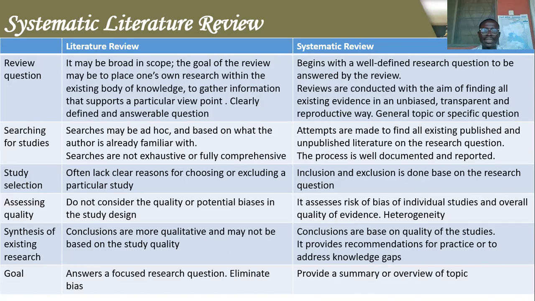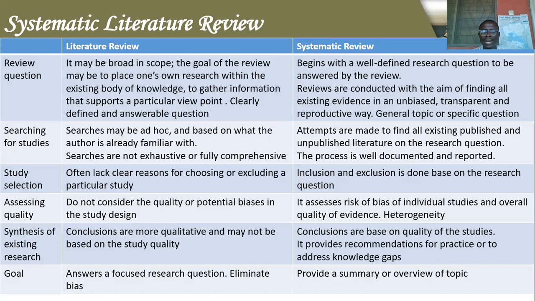Then, with the study selection, he said that often it lacks a clear reason for choosing or excluding a particular study. As I said, with the traditional literature review, you can just settle on, for example, the themes that I indicated earlier, maybe causes of HIV, effects of HIV, or causes of teenage pregnancy. So you search on it, any article that you have, you review it, and if the information is enough or adequate, you just write on it. But with the systematic review, you need to clearly state the criteria of inclusion and exclusion, and why you are including or excluding a particular article from your review.